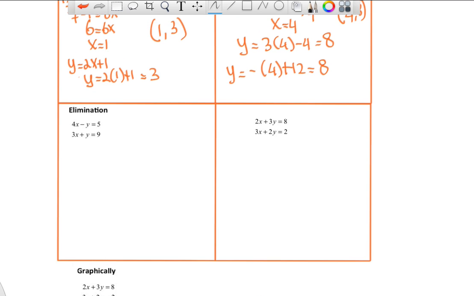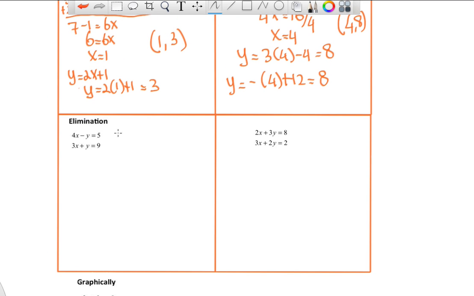Elimination is another way that you can solve these. So with elimination, you are going to try to cancel out, to eliminate, one variable. Okay. So here, if I look at these equations, the cancelling is done usually by adding or subtracting. So if I say, well, let's add and see what happens. 4x plus 3x is 7x, and a negative y plus y is 0. So by adding the two equations, you get 5 plus 9 equals 14.